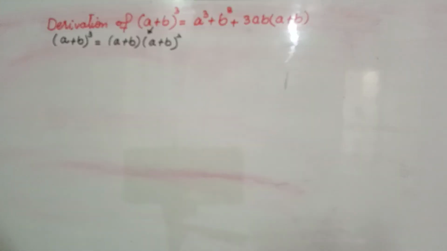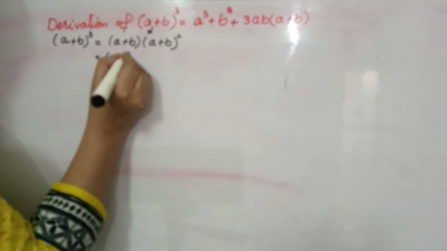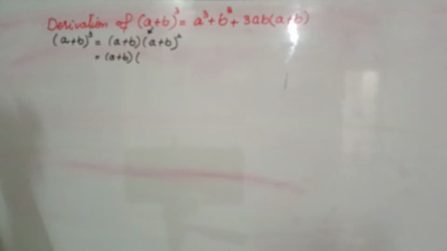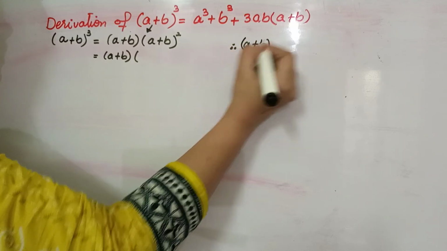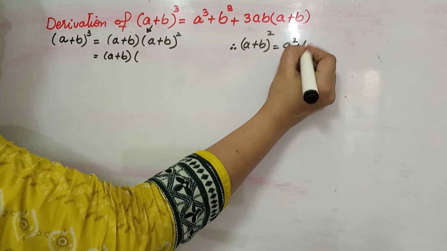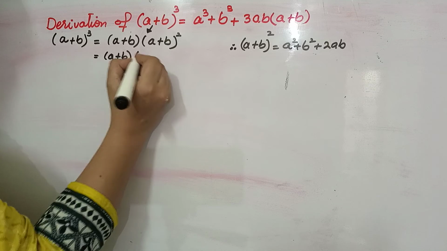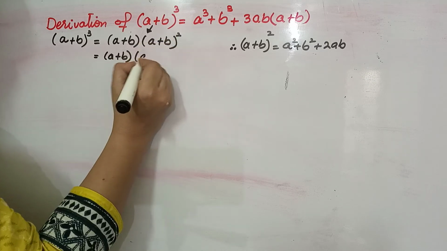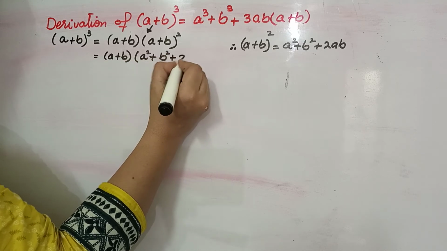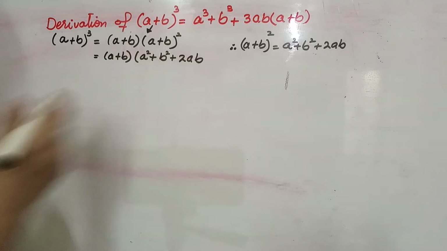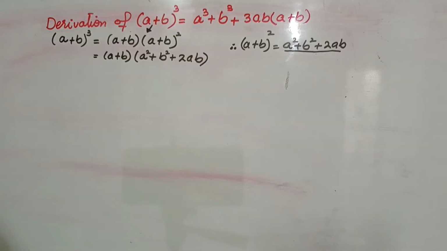Fine. So now (a+b), and I am writing down the formula of (a+b)^2. That is (a+b)^2 is equal to a^2 + b^2 + 2ab. I am writing down the formula instead of (a+b)^2, this open form of (a+b)^2.